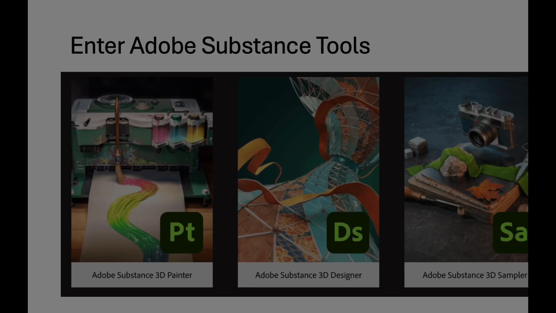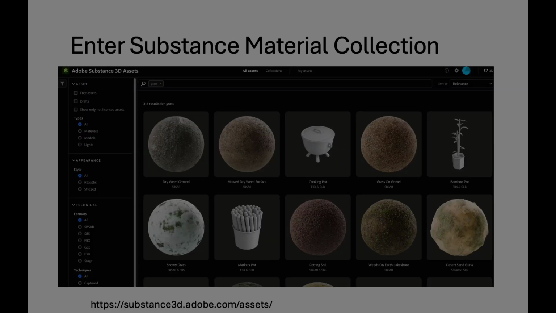So we've got Painter, Designer, Sampler. Sampler is good for creating 3D models. Designer is good for advanced creation of 3D models. Painter is what's used for texturing. Another thing that Substance gives you is the Substance Material Collection. You don't have to make a material, you can just search for it. We have tens of thousands of materials available to you for free with your Creative Cloud subscription.